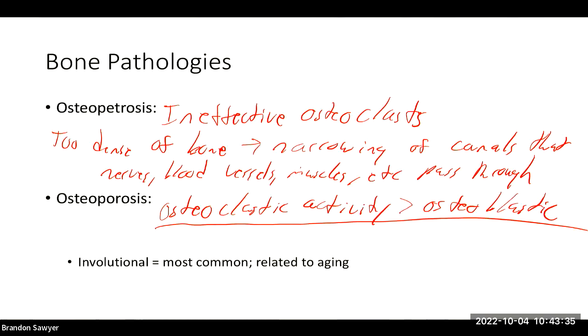Okay, and then just this term involutional. I don't know if you ladies mentioned that one or not, but that's what that means: osteoporosis due to aging, which is just the most common type. So it's just this term that you might see when discussing osteoporosis.